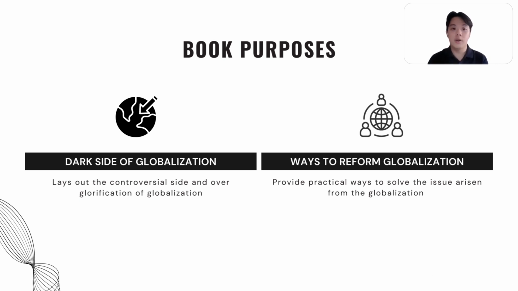And the second is ways to reform globalization. The author identifies and analyzes what could have gone wrong in all the events that occurred, and then provides a practical way to solve the issues arising from globalization, toward what factors should be prioritized to push globalization to be fair.